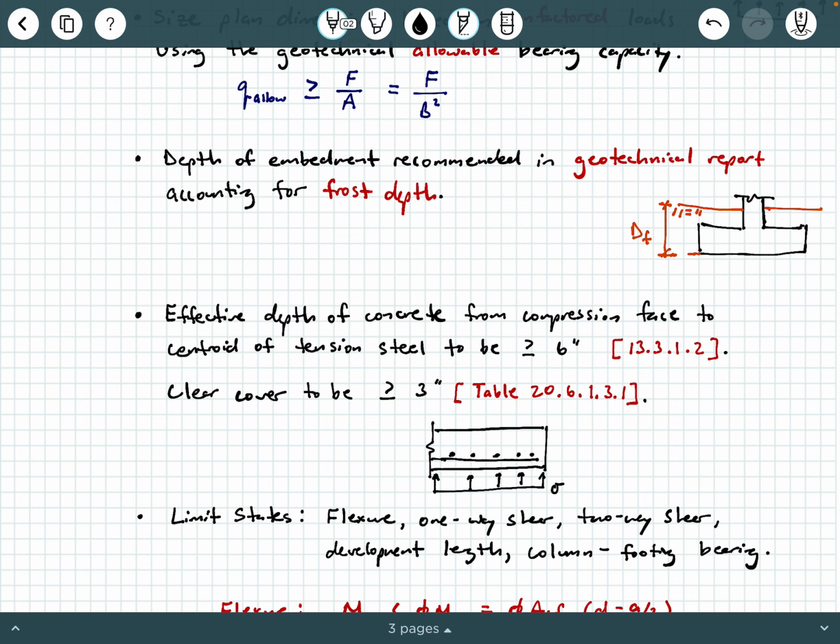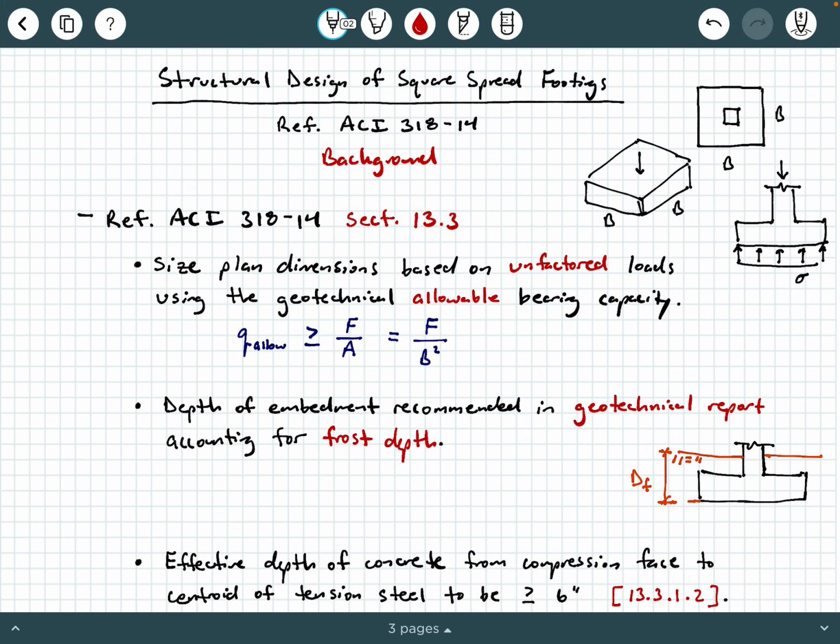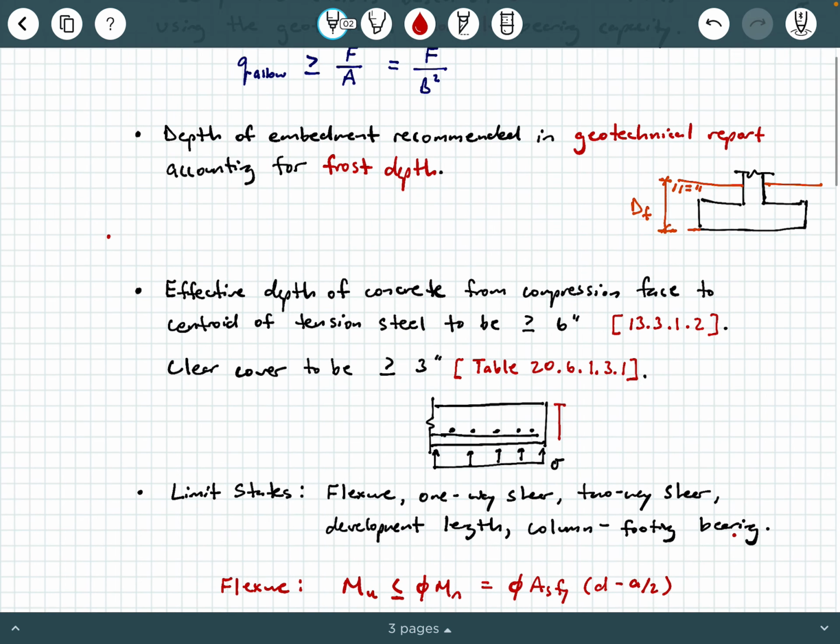And so when we talk about the depth of the compression face to the centroid of the tension steel, we would be talking about from here to the centroid of this rebar right here, okay? And we'll call that little d, all right? So that needs to be bigger than or equal to 6 inches, all right?